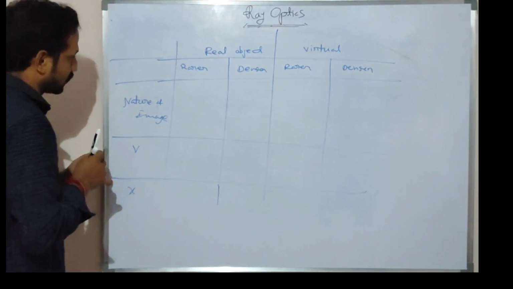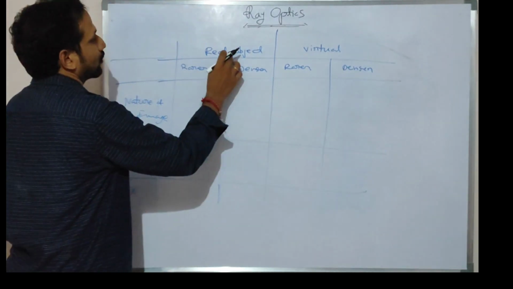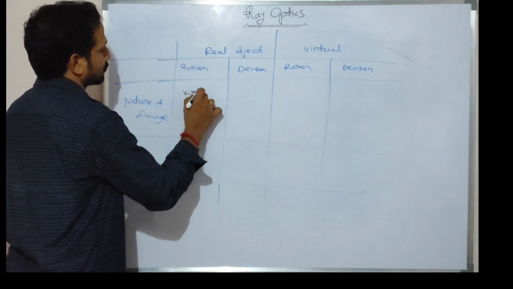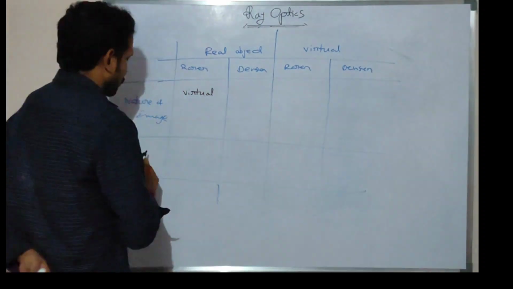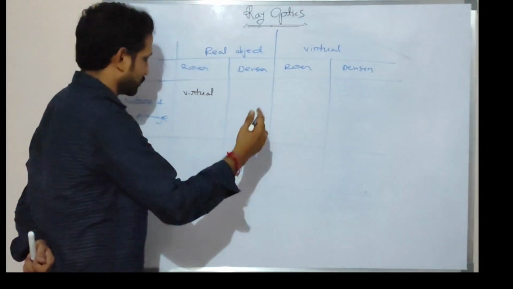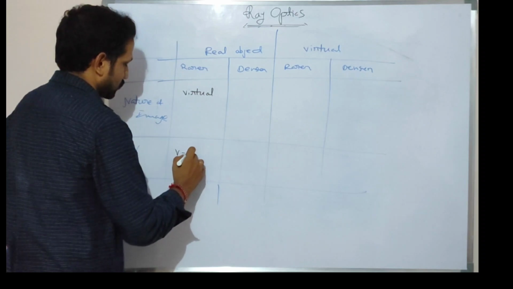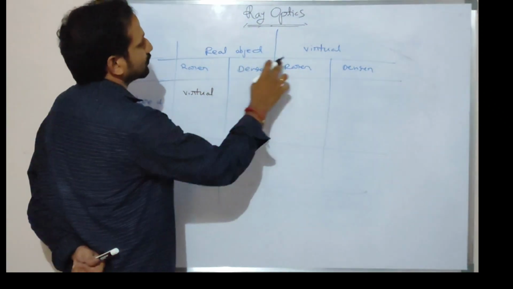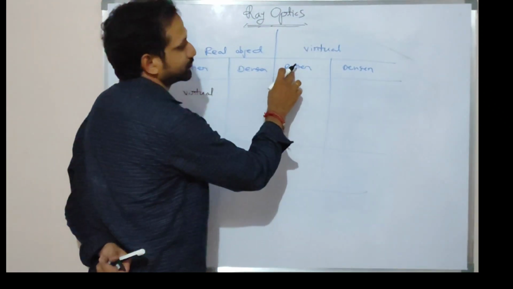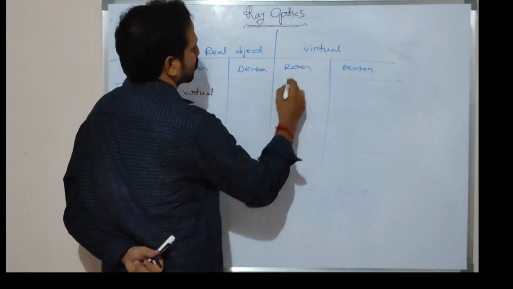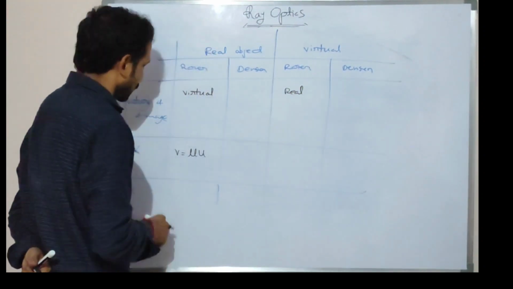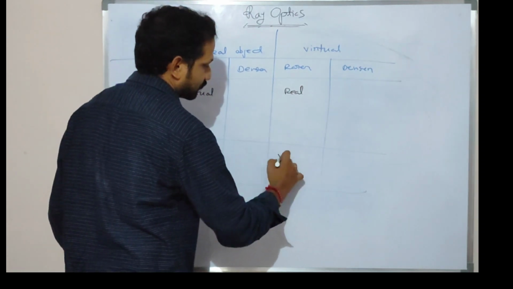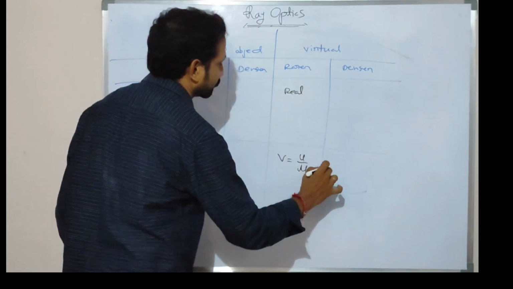We have already discussed in case 1, when a real object was placed in the rarer medium, we got a virtual image, and the image distance is larger than the object distance, so v equals mu into u. And we have already seen that if a virtual object is in the rarer medium, the image is going to be a real image, and the image distance is less than the object distance.